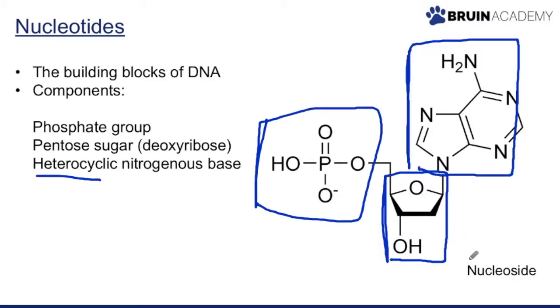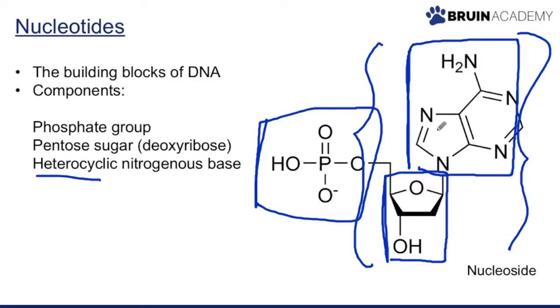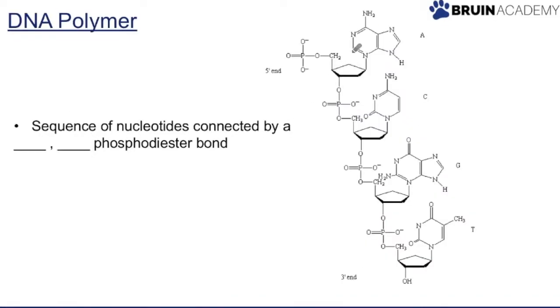The last thing I want to highlight on this slide is something called a nucleoside. Nucleosides are basically this part right over here. So it is composed of your pentose sugar and your base, but excludes the phosphate group. So the nucleoside is just the sugar and the base. So we have polymers of DNA that exist as well, and here is an example of a polymer of DNA.